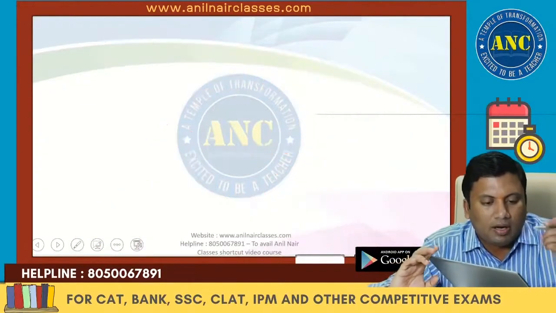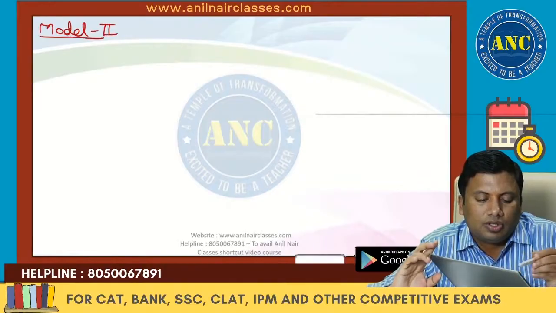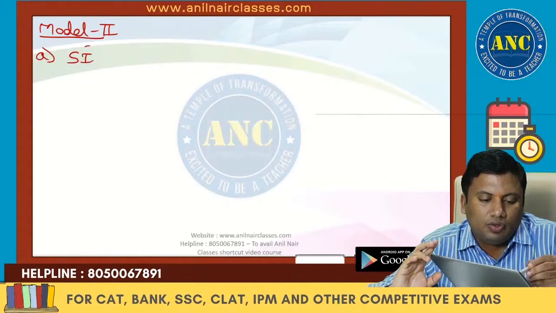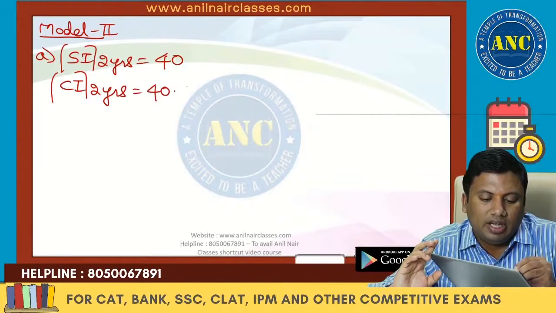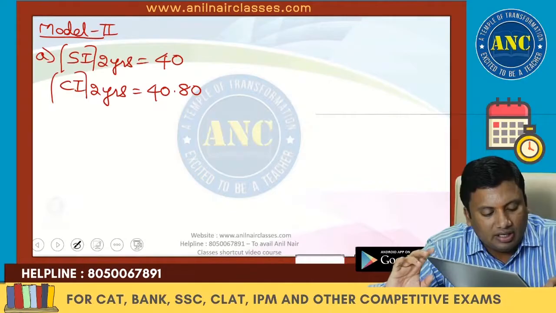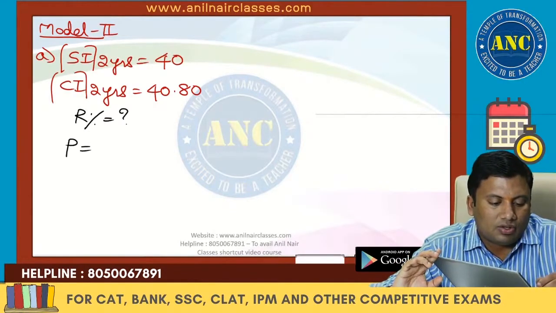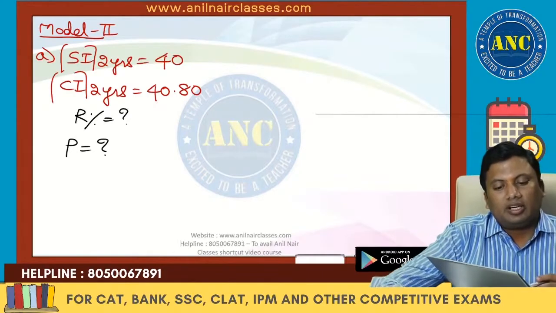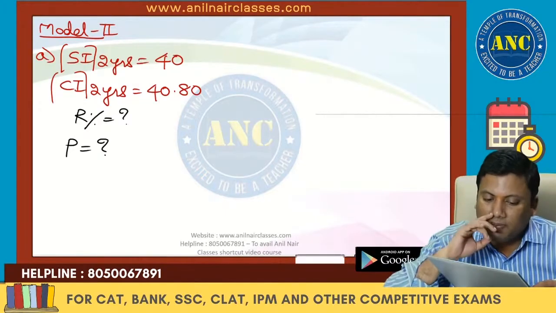Next one, model number 2. First question. SI for 2 years is 40. CI for 2 years is 40.80. I want rate of interest. I want R percentage. In fact, you can also calculate the principal. Simple interest for 2 years is 40. Compound interest for 2 years is 40.80.